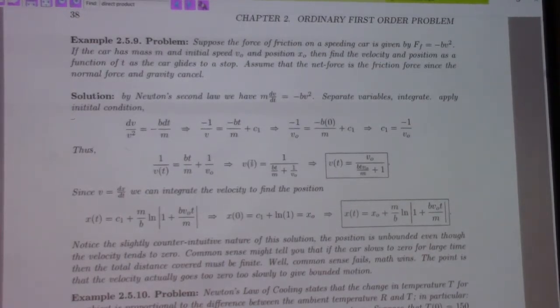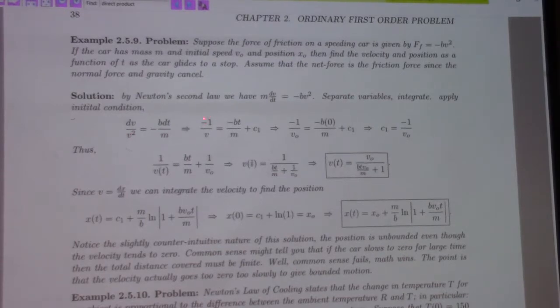You know, you can solve problems with friction now. Suppose the force of friction on a speeding car is given by minus b v squared, right? If the car has mass m, initial speed v naught, and initial position x naught, find the velocity and position as a function of time as the car glides to a stop, all right? We're going to assume that the net force is the friction force since the normal force and gravity force cancel. So what we're looking at is m a equals minus b v squared, right? Okay, so then separate. I get dv over v squared is minus b dt over m.